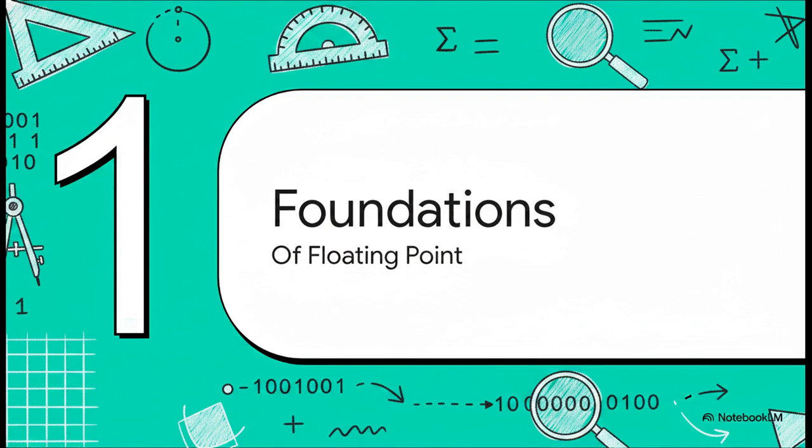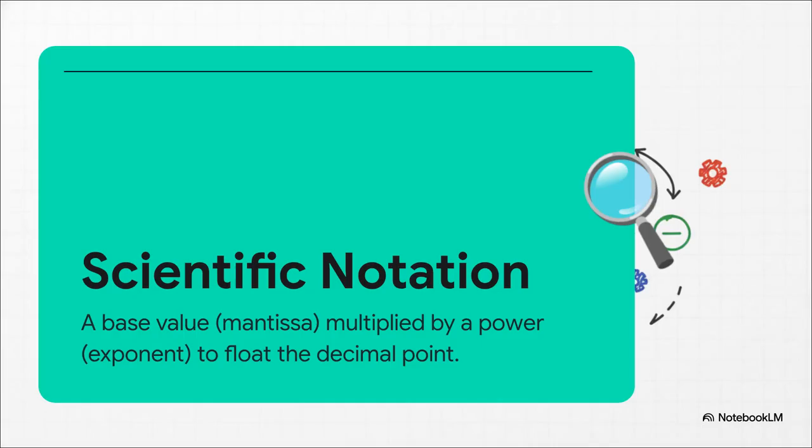Foundations of Floating Point. We're going to start by grounding this abstract concept into something you already know really well. To really get floating point binary, you have to think back to math class and scientific notation. Take the number 3000, right? In scientific notation, we write that as 3 times 10 to the power of 3. We literally placed a decimal point after the first digit to get our base value, which is called the mantissa. Then, we multiplied it by 10 to a power, the exponent, which just tells us how many places we moved that point. Well, computers do the exact same thing with binary.